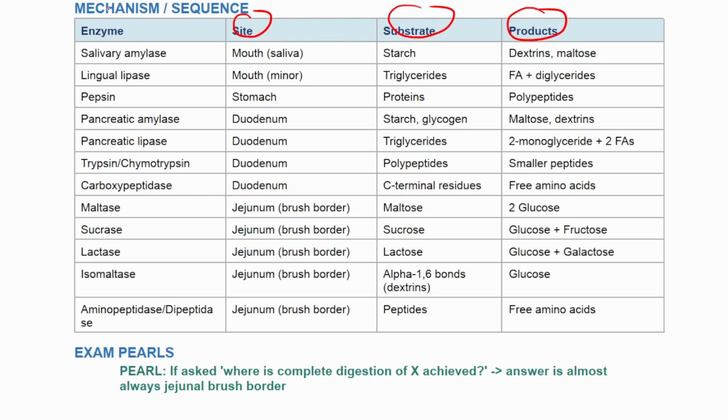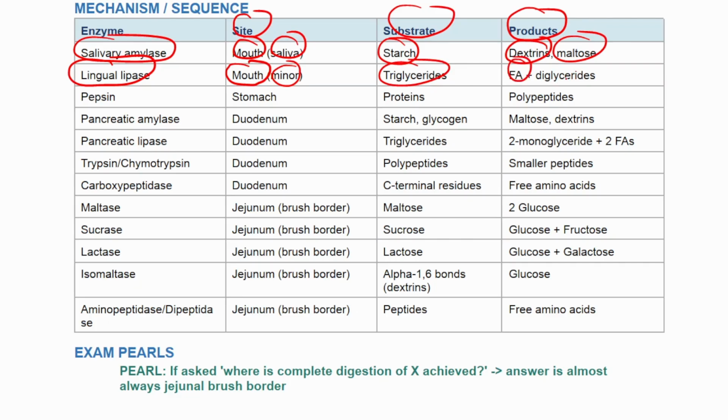The pathway initiates with salivary amylase operating within the mouth via saliva, breaking down starch to yield dextrins and maltose. Working in tandem with carbohydrate cleavage, lingual lipase acts as a minor input within the mouth, targeting triglycerides to produce fatty acids plus diglycerides. Now that the food bolus exits the oral cavity and transits downward, the digestive timeline shifts to the gastric chamber where protein processing begins.